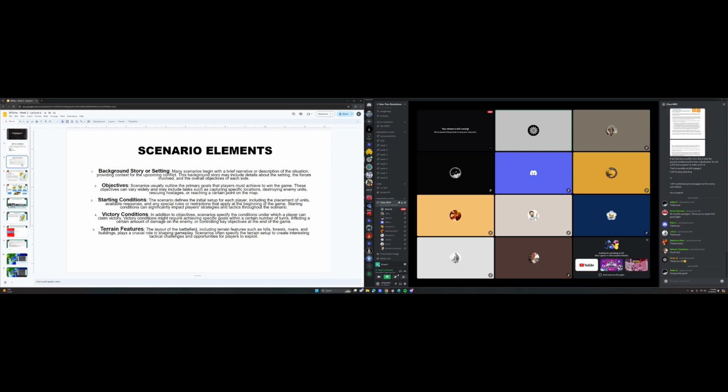Following that are going to be objectives. So once you build that narrative or that background setting, you're then going to have objectives for the players. You're going to define what those are. And scenarios usually will outline those primary goals within the briefing or the background story or setting. Objectives, just like it says, they can vary widely. And objectives are kind of up to you to decide what they are, whether they make sense or not. It's up to you to decide based on what you want the players to be learning or what type of war game it is.